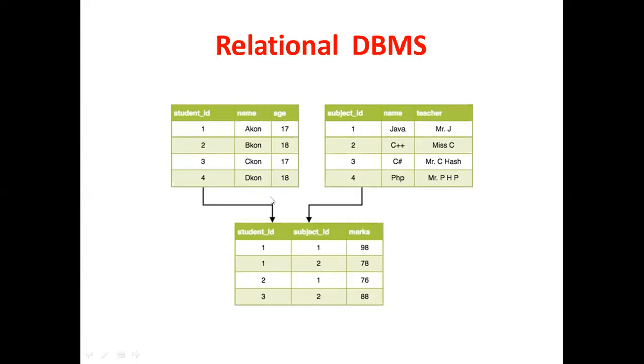So we are putting down the relationship from this to this and creating another table which gives me the marks of a particular student for the particular subject. In this way, the relationship is established.